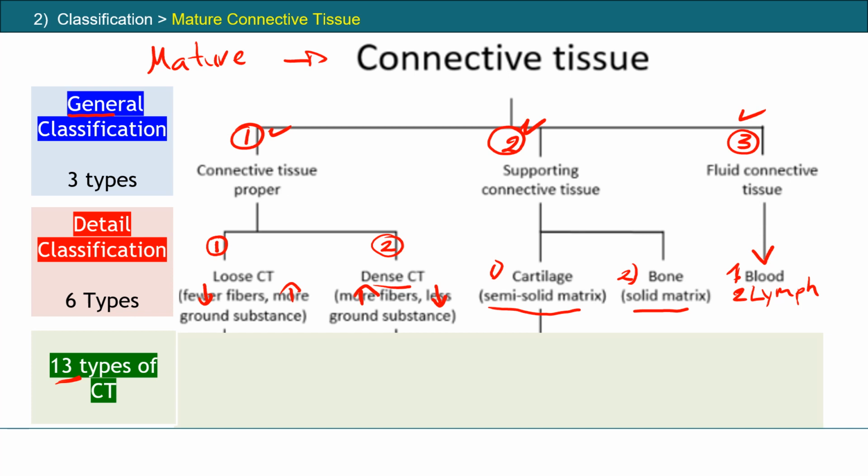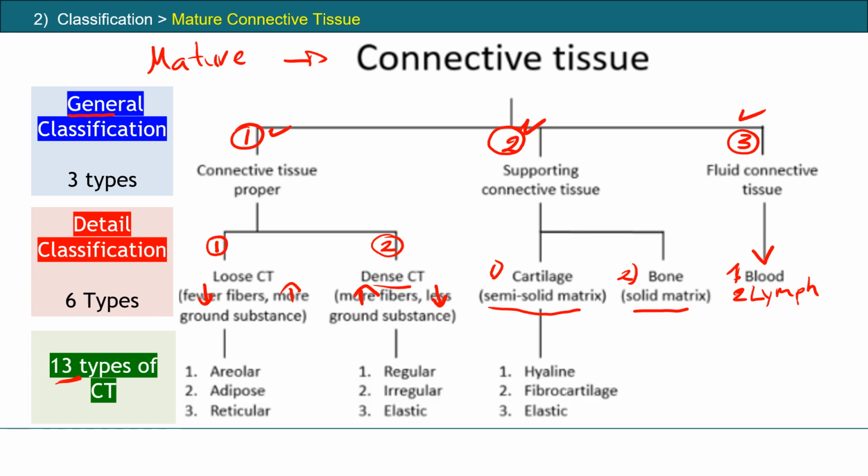Good. So we have gone from three types, then we went to six types, and now we are going to go to the other 13. Here in the loose connective tissue, we have three more types. It's subdivided in three. And if you remember, loose connective tissue is the one that has a jelly-like consistency. So for that reason, we have the adipose tissue. Then we will study three more that are the irregular, and elastic, and those have more fibers. So we will talk about those.